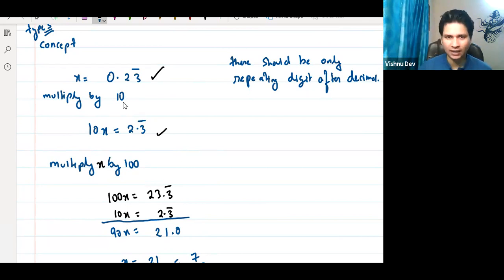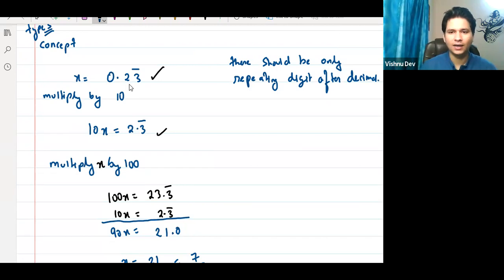So I multiply this by 10. If I multiply this by 10, I will get 2.3 bar. Yes, correct, Aditya. But I cannot subtract this x, which is 0.23 bar, from this because after the decimal there should be only repeating digits. So what do we need to do? We need to multiply by, tell me, 100.